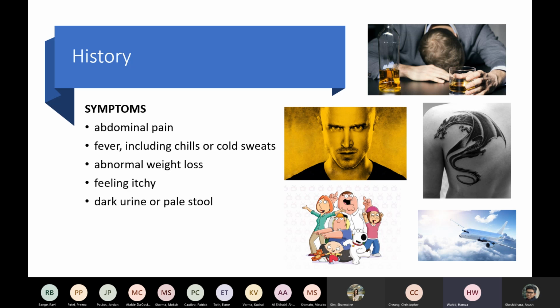And then in terms of the symptoms they may have with hyperbilirubinemia, sometimes because of the various causes, abdo pain, fever if they have an infection, weight loss, pruritus, especially with obstructive, and dark urine or pale stool. Pale stool being the acholic stool that we mentioned earlier because of lack of bile.